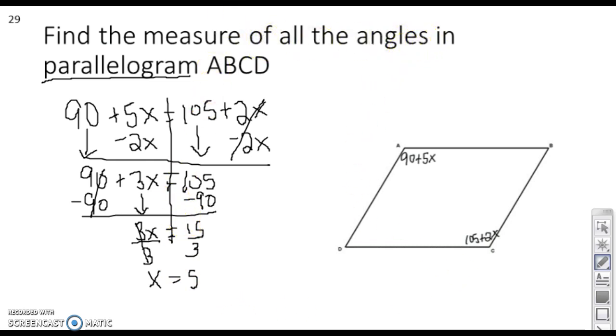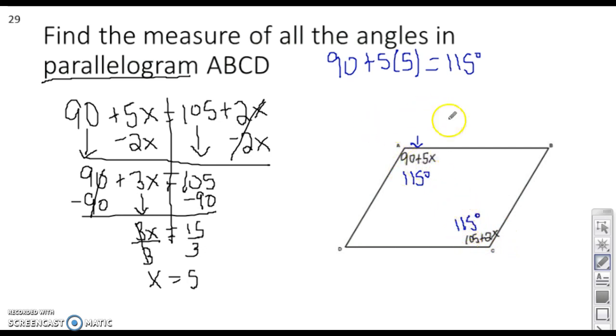So now I'm going to take that and substitute it back in. So I'm going to plug it into angle A. So I'm going to say 90 plus 5 times my x value, which is 5, and that equals 115 degrees. Now if you didn't automatically know that this was congruent, you could plug it in down here as well. You could say 105 plus 2 times 5, but you're going to get 115 degrees because the opposite angles are congruent.